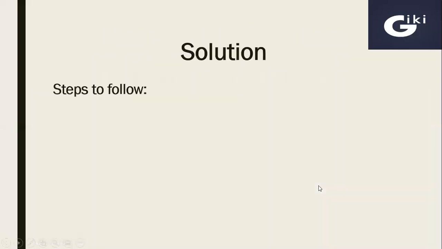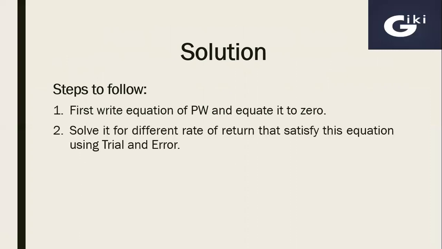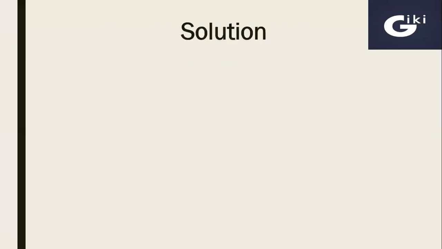And here is how to solve it. If you remember the steps that we need to follow, first of all, write the equation of present worth and equate it to 0. Solve it for the rate of return that satisfies this equation using trial and error. Then do not forget the negative relation between present worth and interest rate while making a guess for the rate of interest that we will use in the trial and error method.